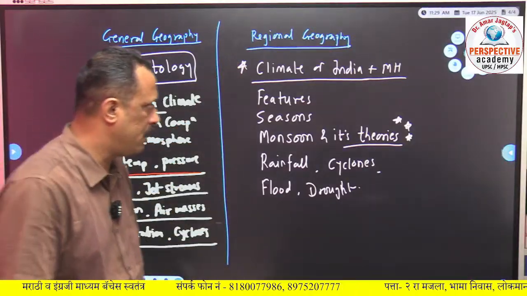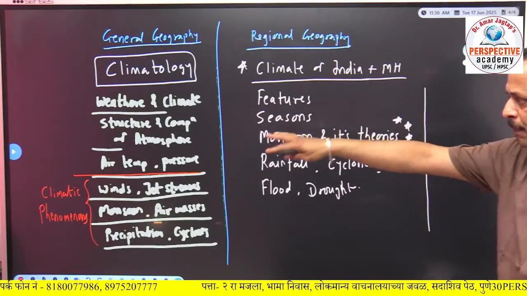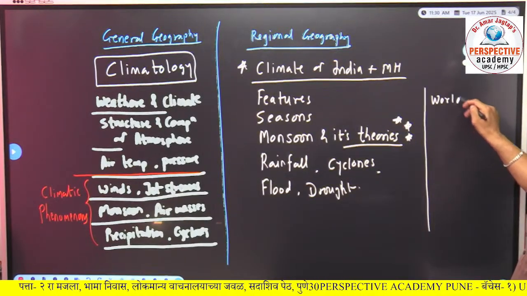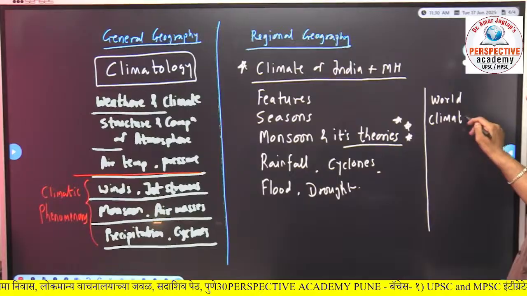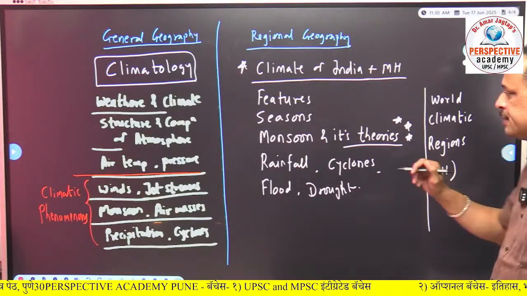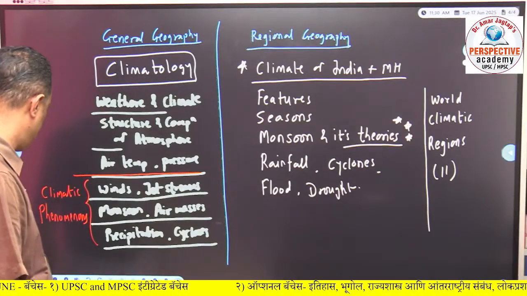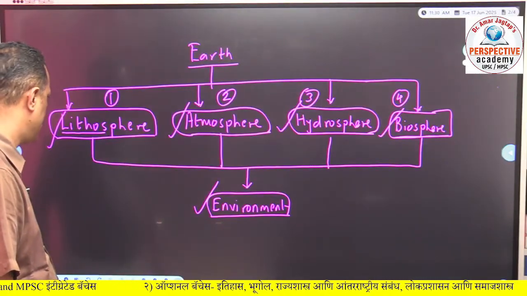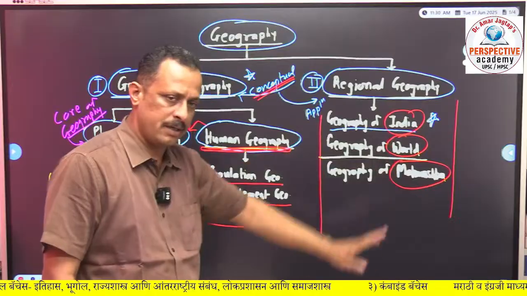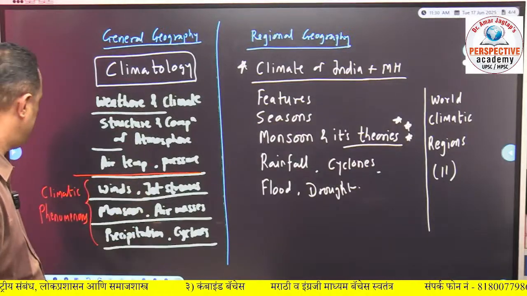So these are the things which we study in regional geography when we apply basic concepts of climatology to India and Maharashtra. Along with this, we will add one more topic, that will be application of these basic concepts to world. So in that, world climatic regions. There are 11 climatic regions in the world. So we will study those 11 climatic regions of the world. Okay, so this is climatology, application of climatology to India, Maharashtra and world. Clear? So this second part is covered.